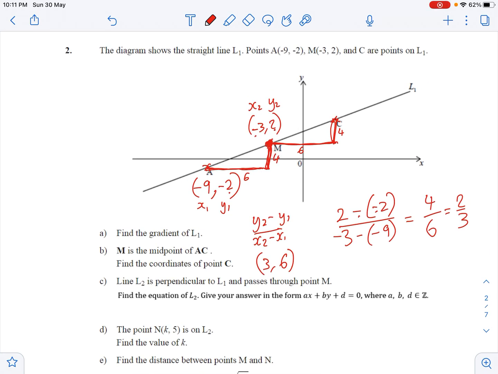Part C, perpendicular. Now, the thing we know about perpendicular lines is the gradient is the negative reciprocal. Or you can say that the first gradient times the second gradient is -1.